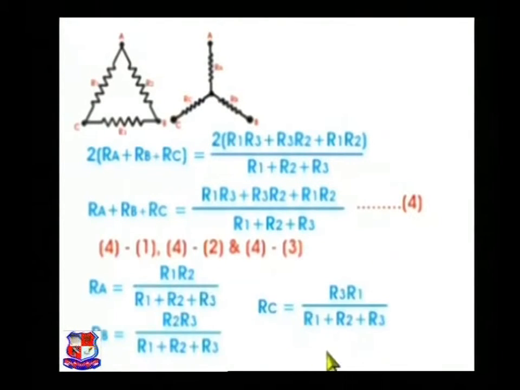Now if we subtract equations 1, 2 and 3 from equation 4, we will have respectively RA equals R1 into R2 divided by (R1 plus R2 plus R3), RB equals R2 into R3 divided by (R1 plus R2 plus R3), and RC equals R3 into R1 divided by (R1 plus R2 plus R3). This is the resistance of each arm of the star.